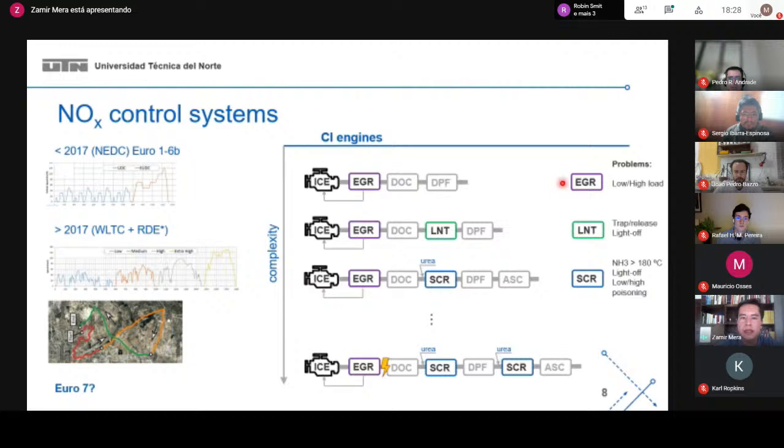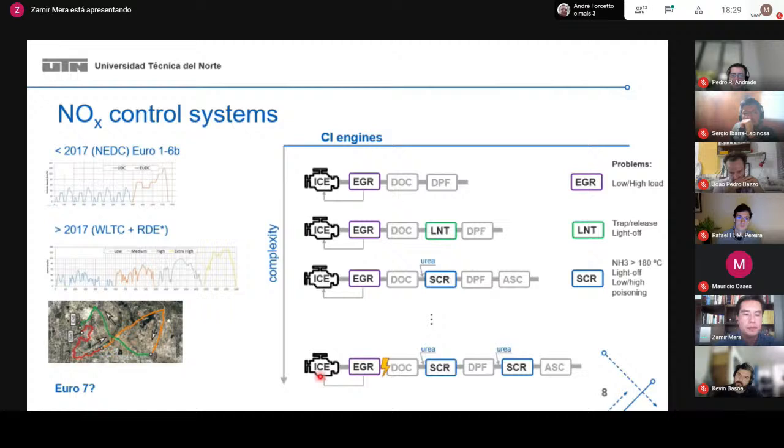Each one of the NOx control systems has some problems in its working. In general, high and low load reduce the capability of these systems to work. Another important factor is that catalytic systems like the lean NOx trap and the selective catalytic reduction system need to light off, which means that under cold start conditions, they don't work. This aspect complicates the application of NOx modeling under cold start.